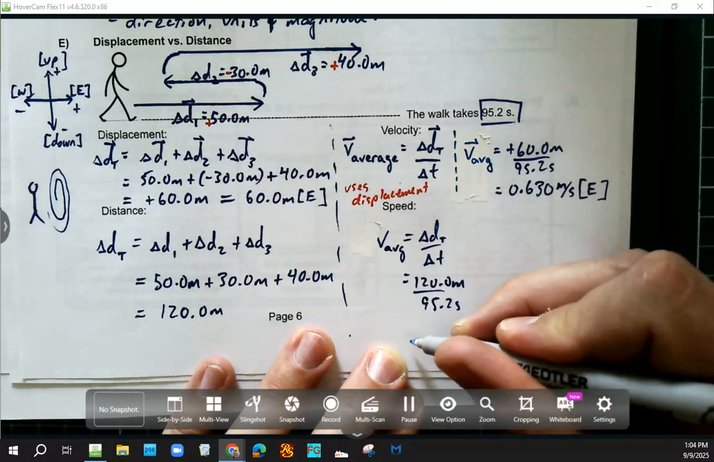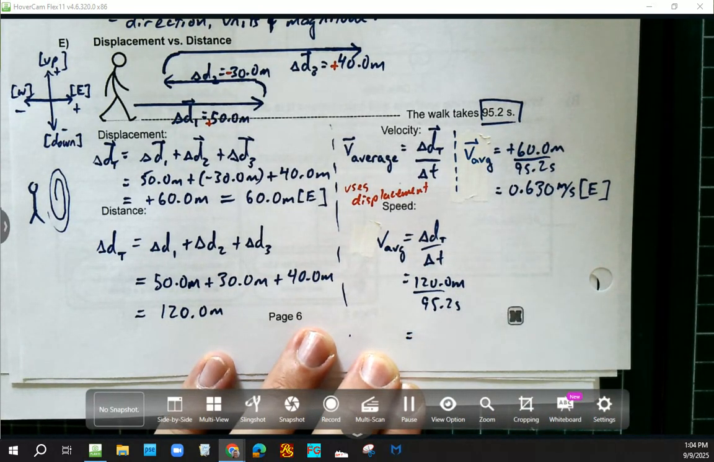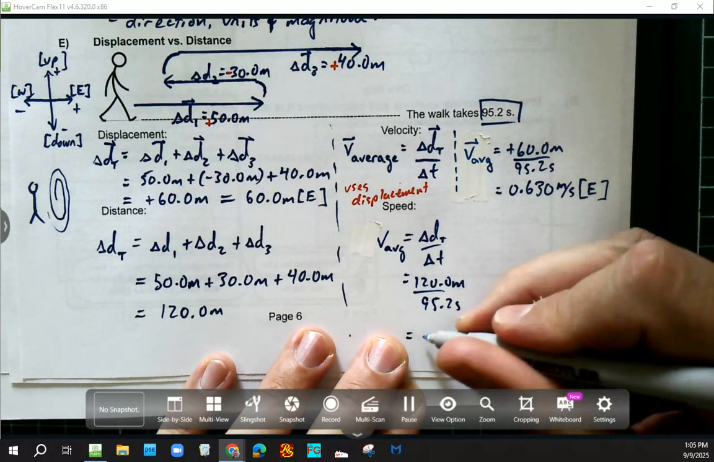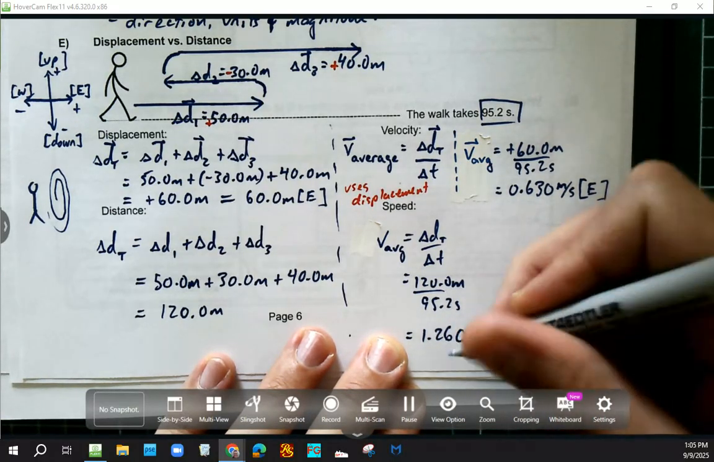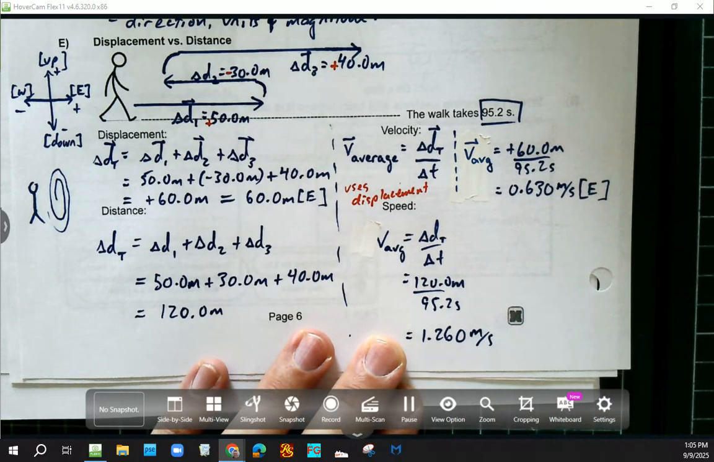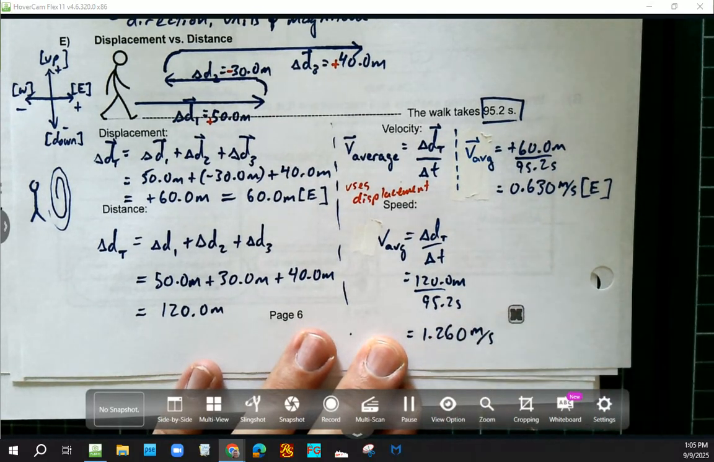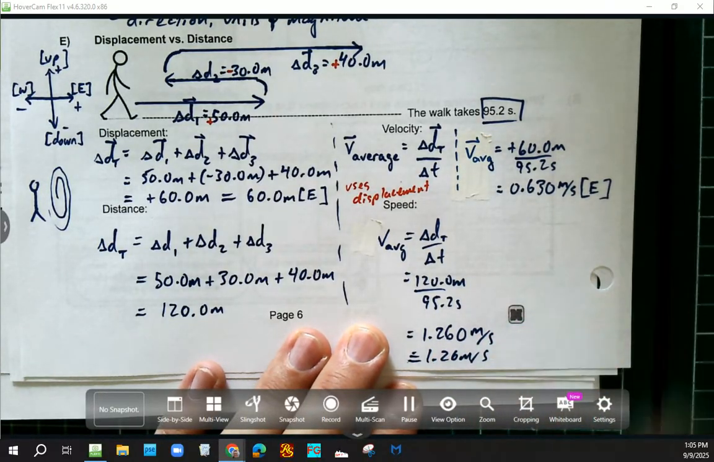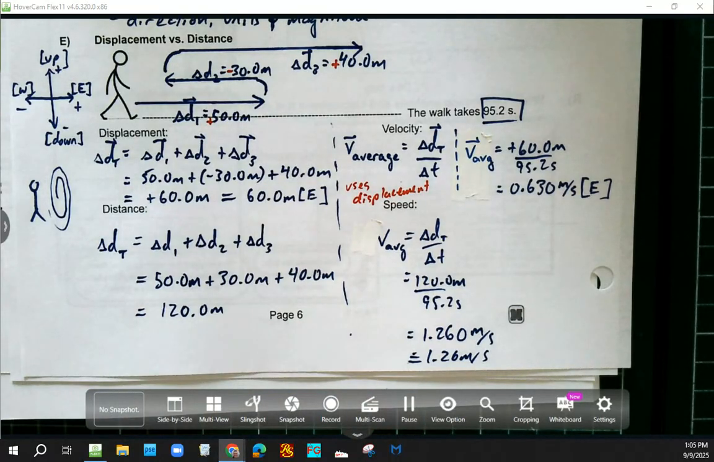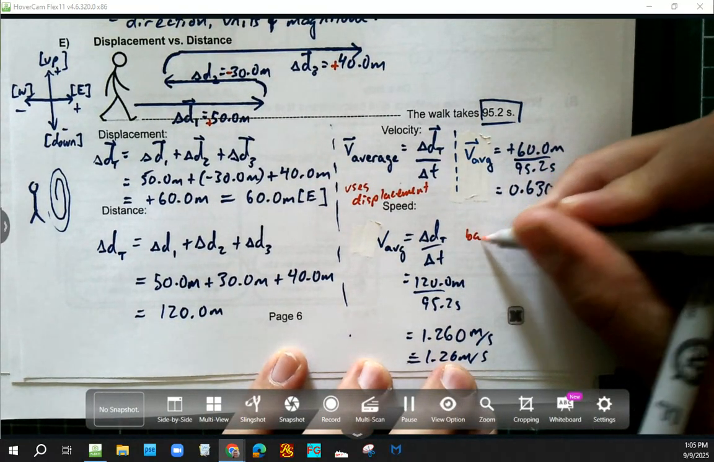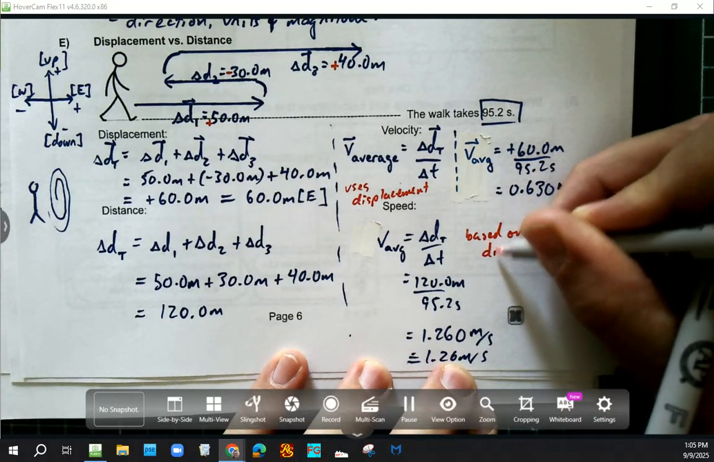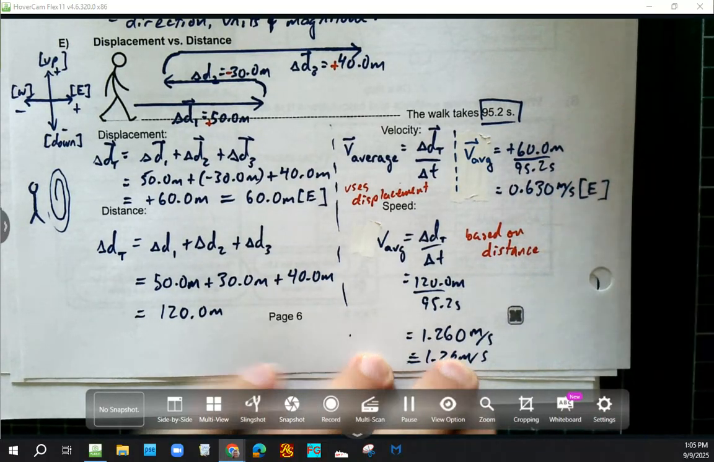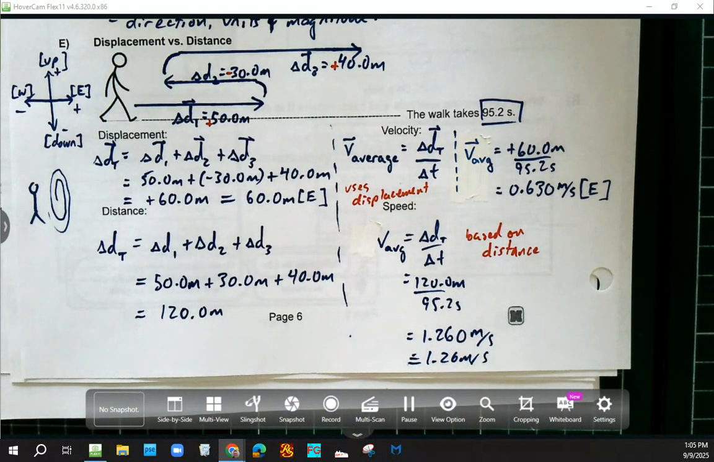And again, somebody with a calculator, what's this person's average speed? 1.260. Oh yeah, 1.260 meters per second. Now I got to obey my significant figures rules. Notice there's only 3 sig figs on the time, so this is an easy round off. 1.26 meters per second. But you notice that because it's a scalar, there's no direction. And I could say that speed is based on distance, so a scalar based on another scalar. And that differentiates the speed and the velocity.